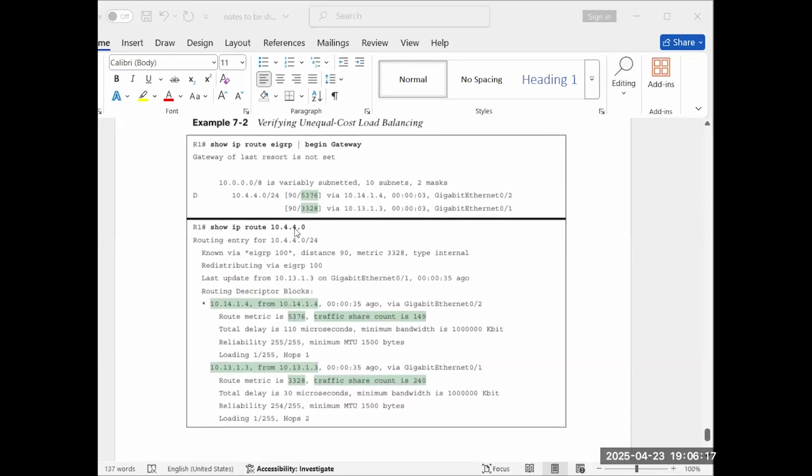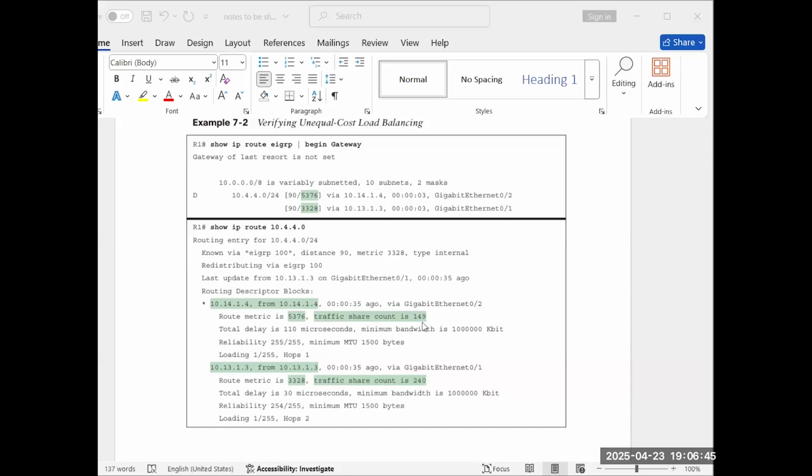Show IP route for this destination. You will see 2 routes. Earlier, it was not like that. Earlier, I showed you how to check the FD value, and in that output it will not be like this. Here, it would say route metric is 5732. So 5732 is nothing but the feasible successor's path.